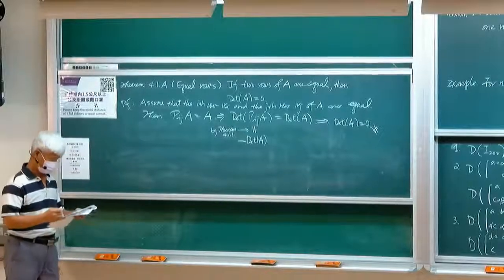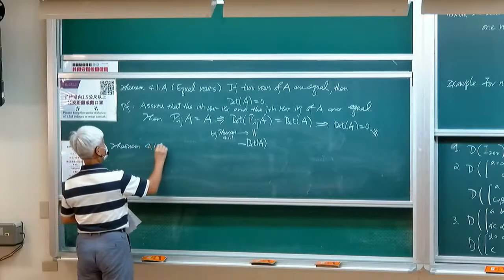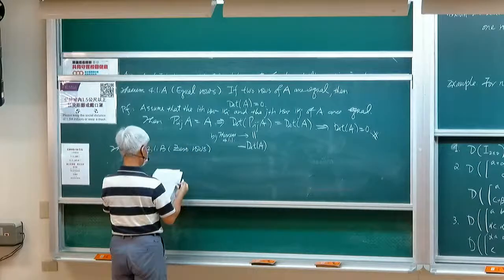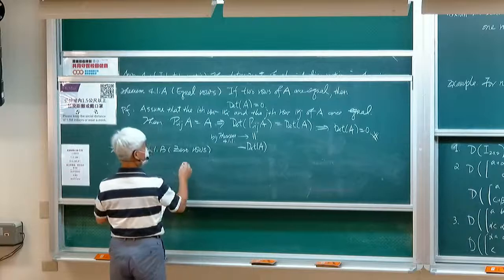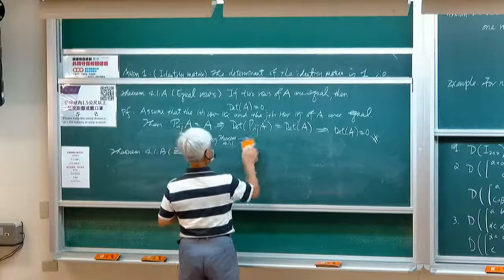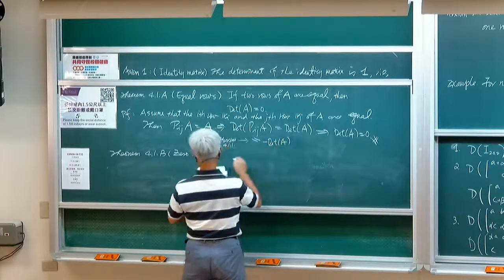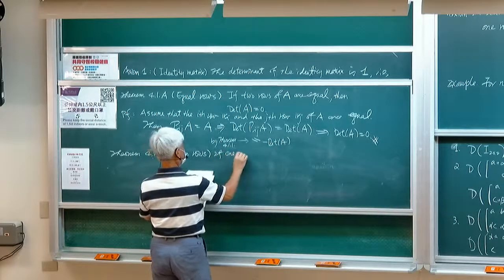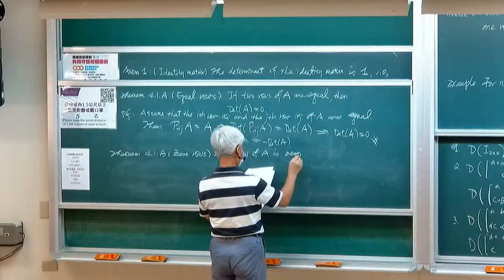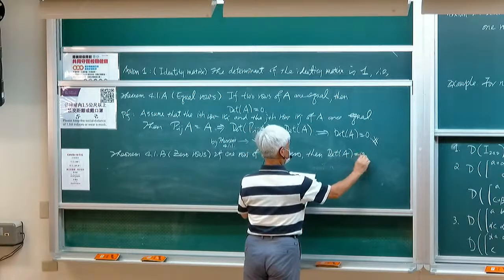Okay, so simple, right? 4.1.b, 0 rows. If one row of A is 0, then the determinant of A should be 0. Okay.